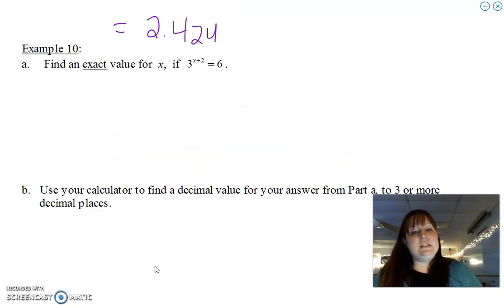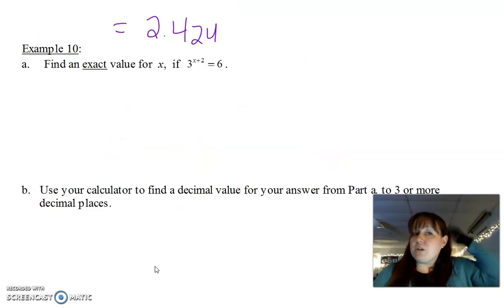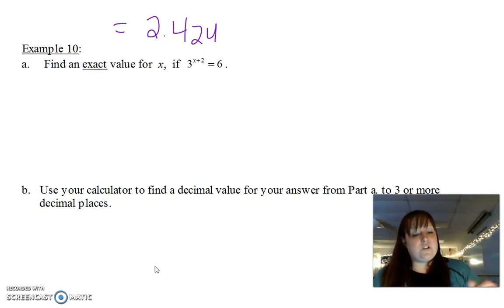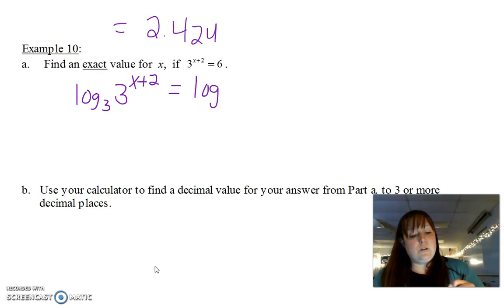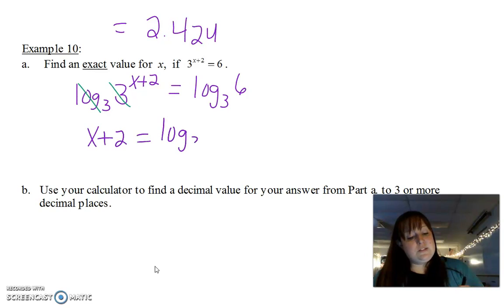All right, now if we find the exact value for x, what we're trying to do is get x by itself, right? So the first thing we're going to do is take log base 3 of both sides, log base 3 of 3 to the x plus 2, because that's going to undo that exponential. So now I have log base 3 of 6 because I do the log on both sides. And then those undo each other, and I'm going to have x plus 2 equals log base 3 of 6.